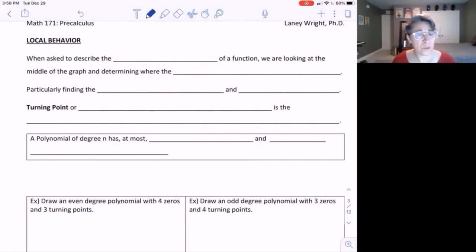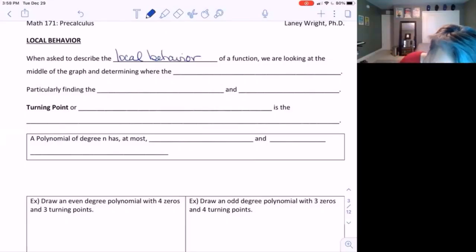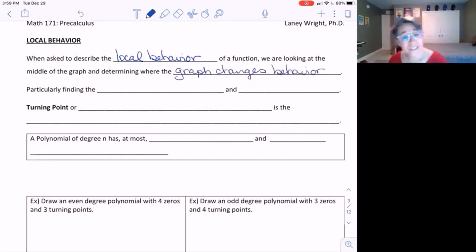So local behavior is more what's happening in between the ends. So when asked to describe the local behavior of a function, we're looking at the middle of the graph and determining where the graph changes behavior. Particularly, we're finding the intercepts. Those are important points. And turning points.